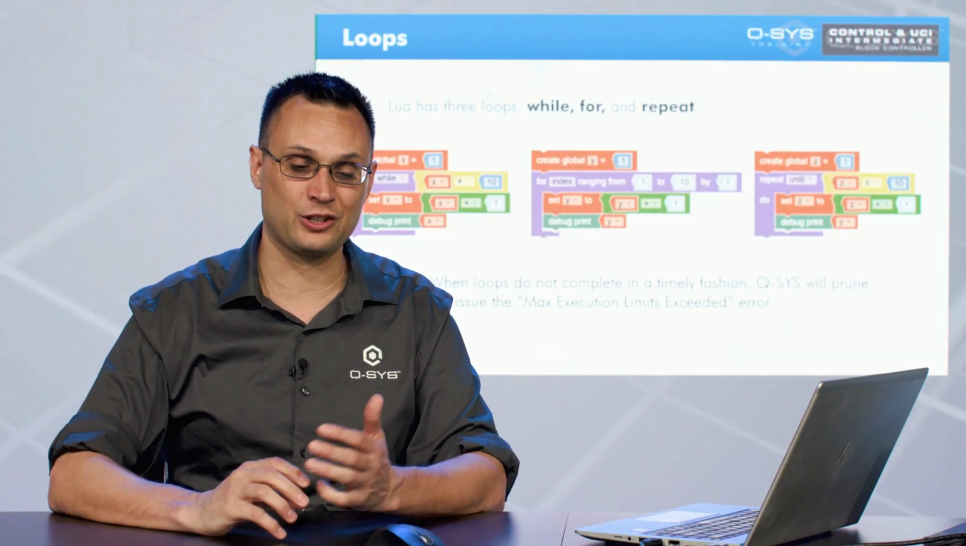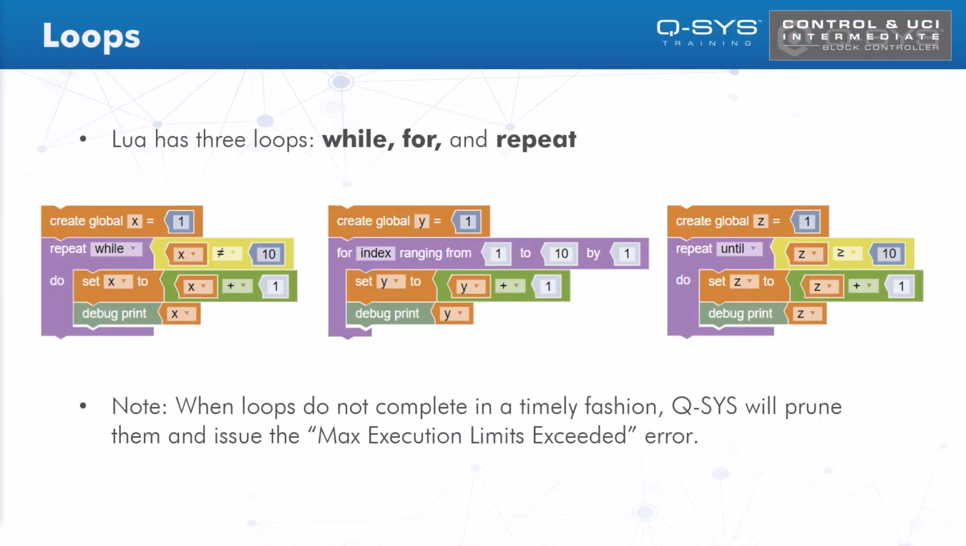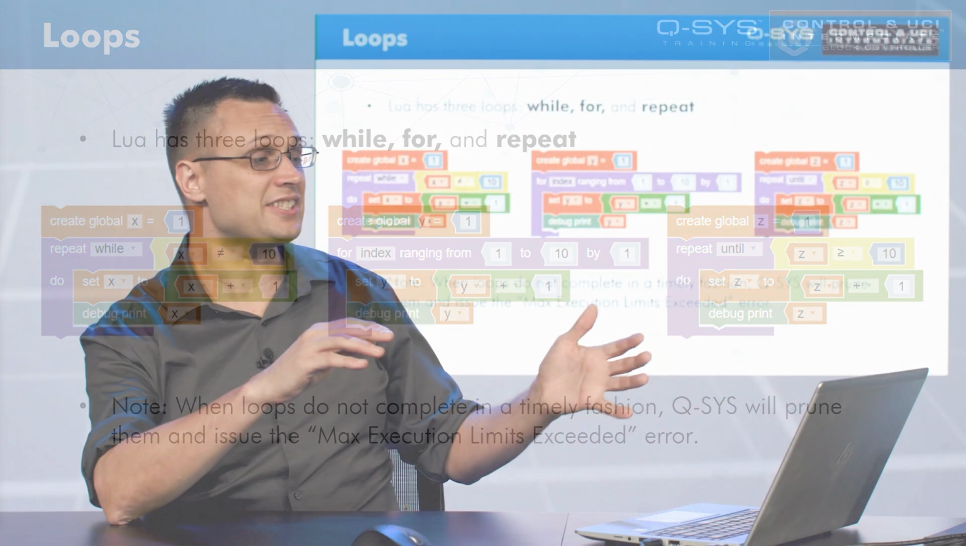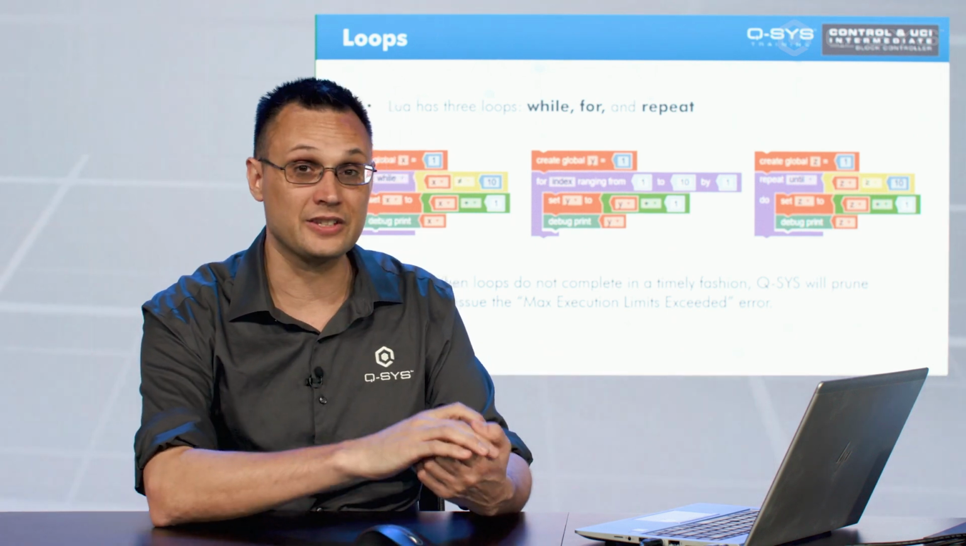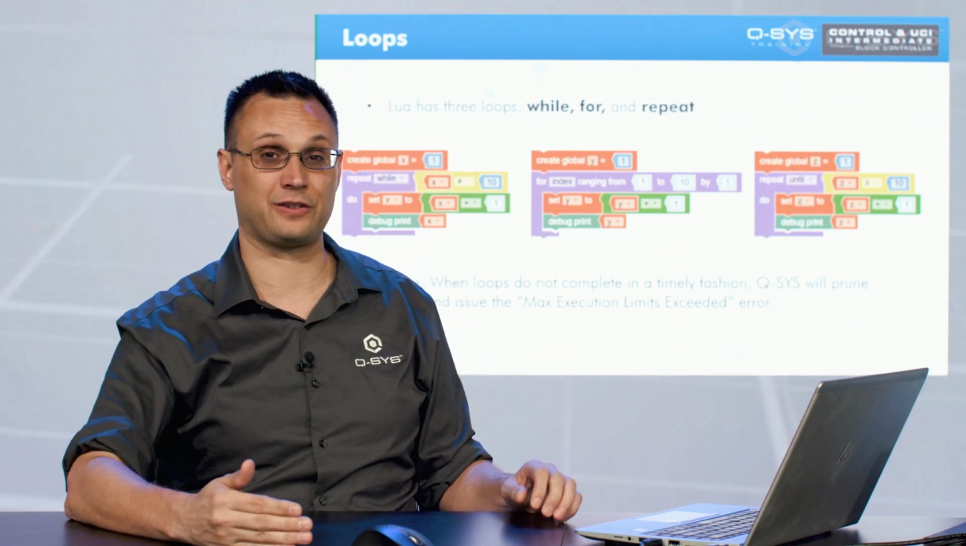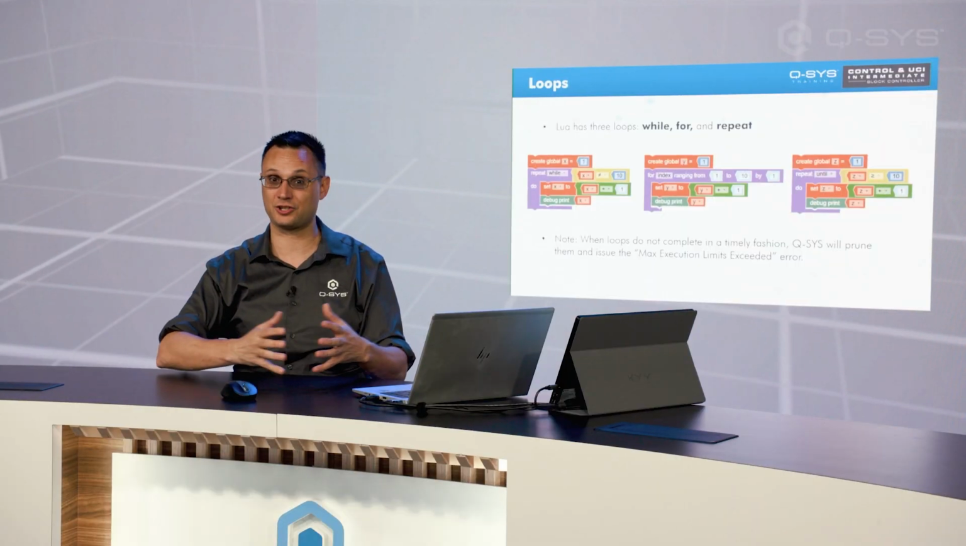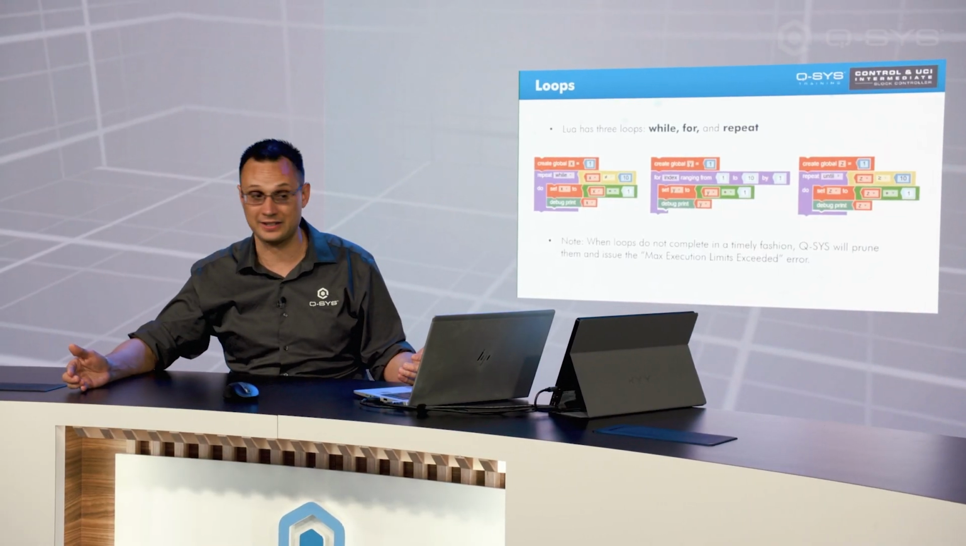One thing I do want to point out is that if you create a loop that does not stop, then Q-SYS will prune your results and it will stop you. It'll give you this notification saying max execution limits exceeded. Well, what does that mean? So this is by design. We want the system to prevent something from occurring that will potentially be problematic, right?